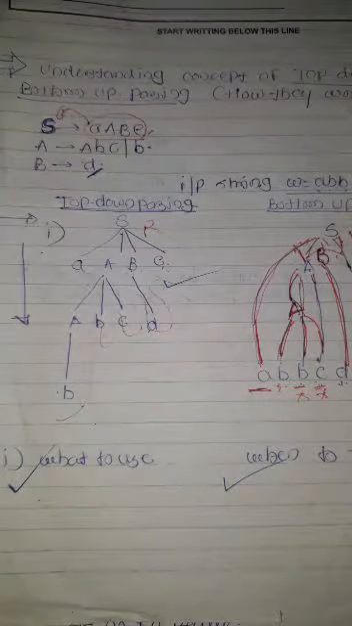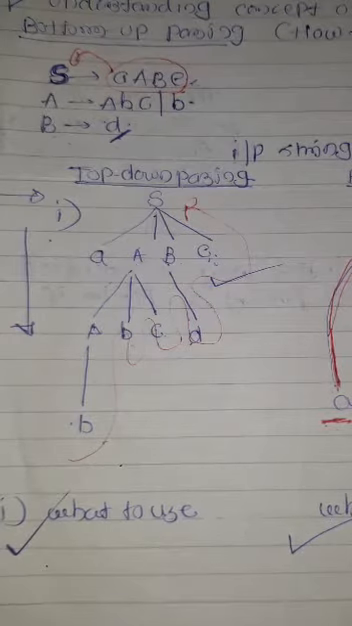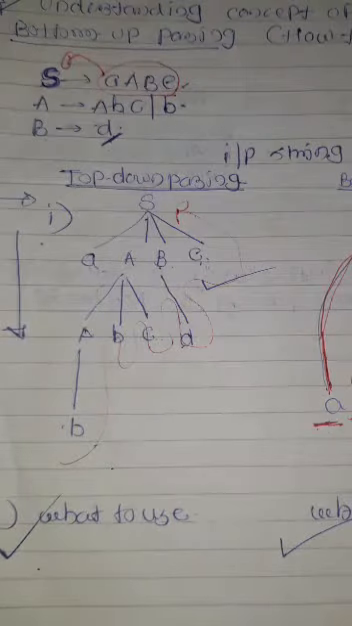So we have a grammar: S produces small a, capital B, small e. Capital A produces capital A, small b, c, or b, and B produces d. Yes, top-down parsing always uses the concept of leftmost derivation. How the leftmost derivation or parse tree is constructed, we will discuss with an example.